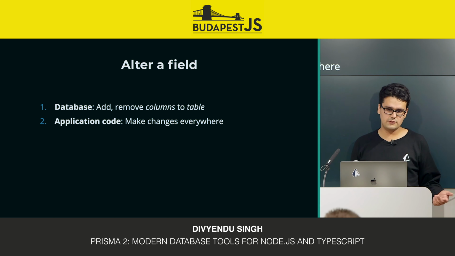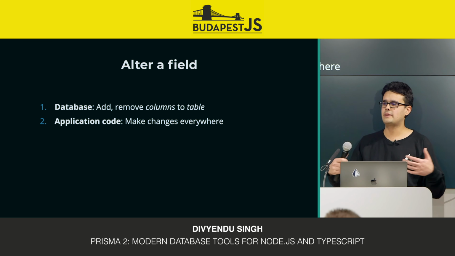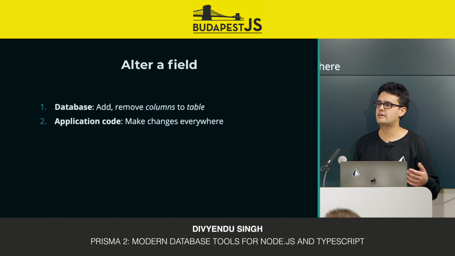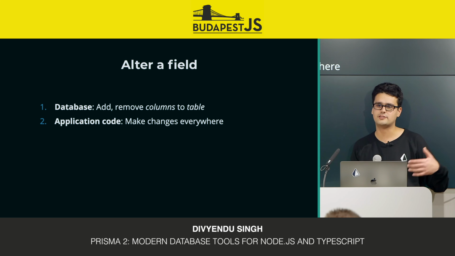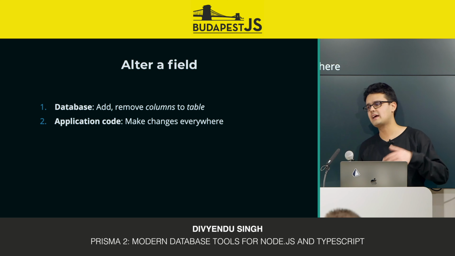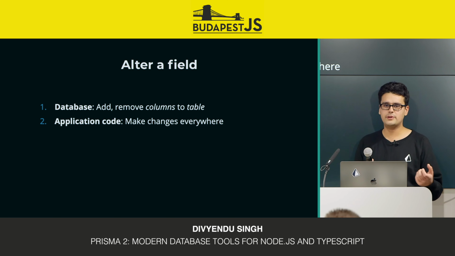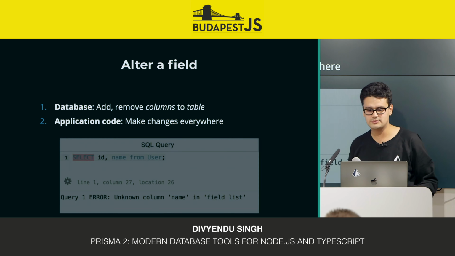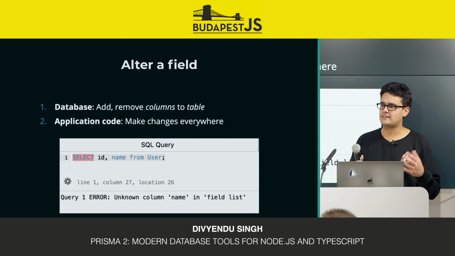So in a traditional workflow, what you do is add or remove columns, and then in your application code, you go and make changes everywhere. So for example, you are renaming name to first name and last name. You'll have to go and remove all references of name, and then replace it with first name and last name. The problem with it normally is that your code does not help you. So a lot of times you run into stuff like this, where you reference name, but it doesn't exist anymore. And this is a runtime error.